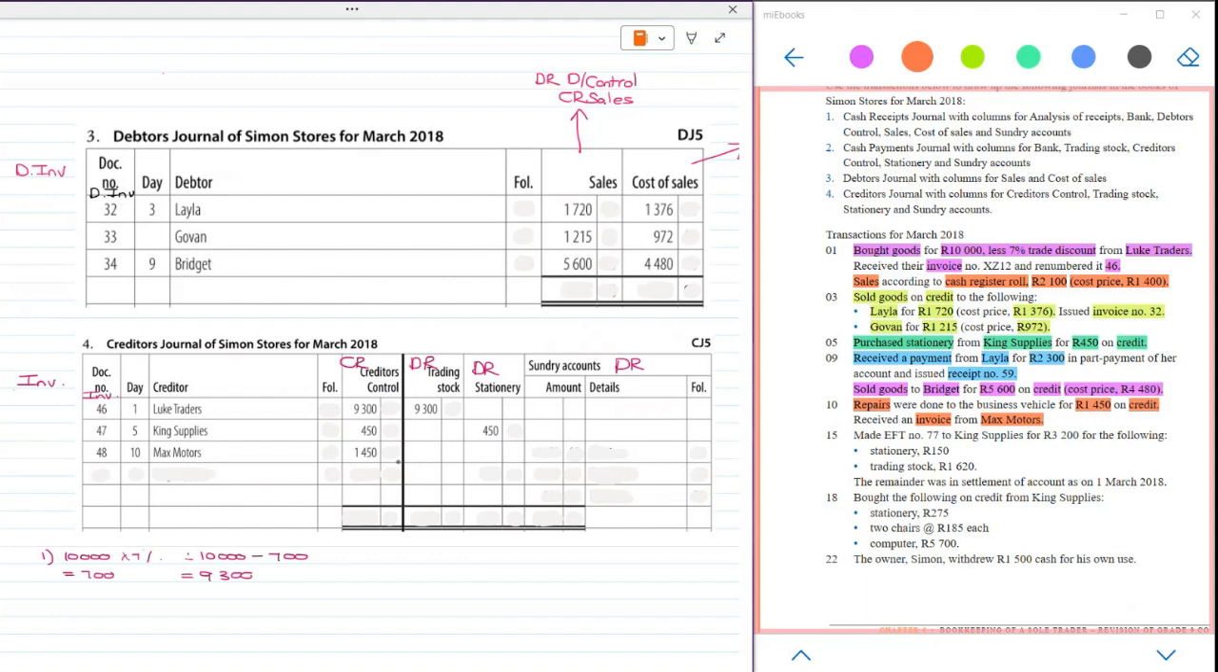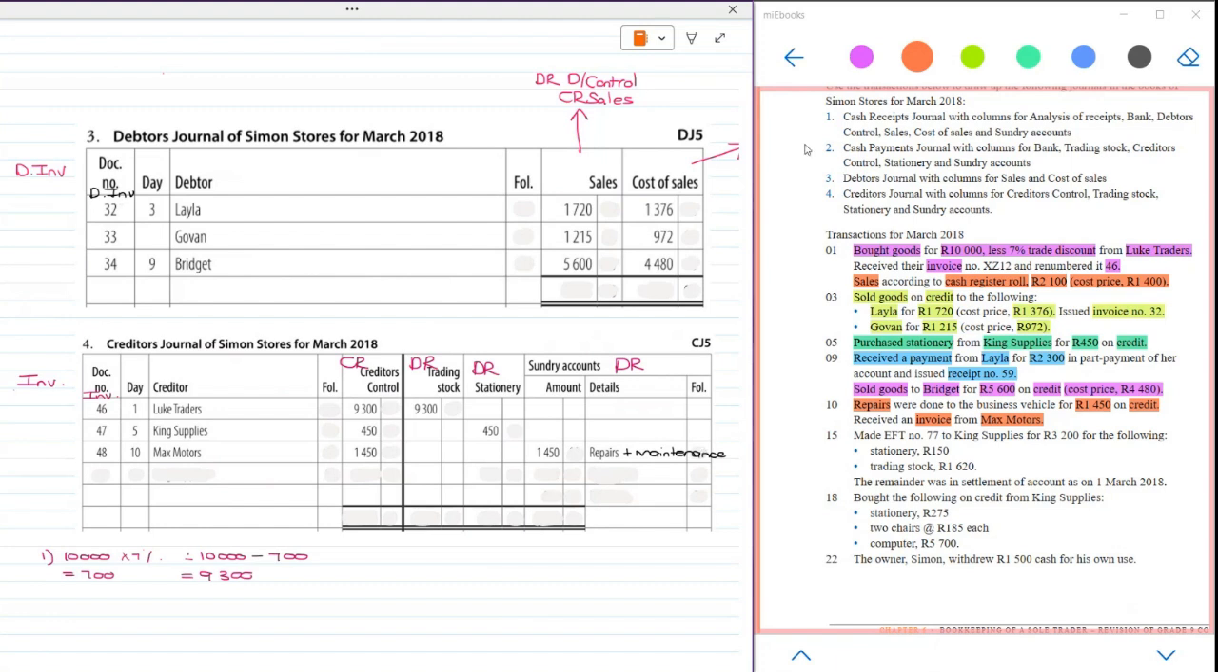This was for repairs. So we look here in our columns. We don't have a repairs and maintenance column. So in the sundry account, 1,450, and then repairs and maintenance. Okay. We usually only have one account for them. Okay, so it's not just repairs or not just maintenance, repairs and maintenance.